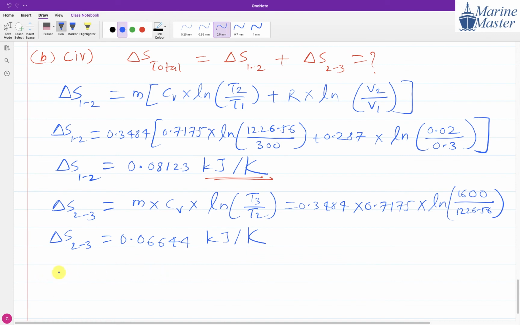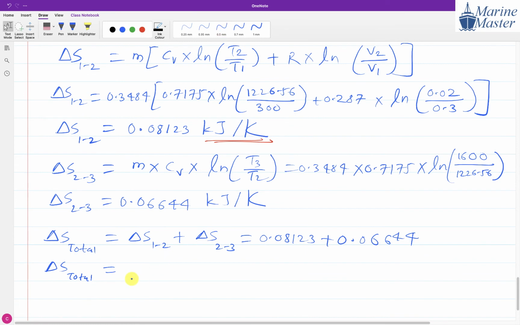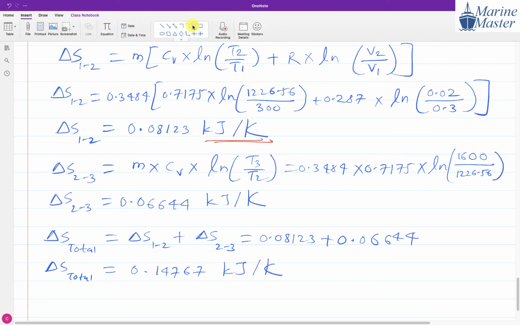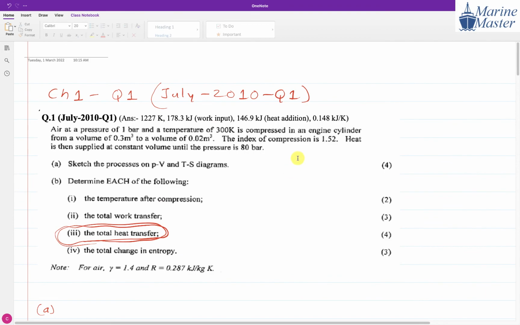So delta S total will be delta S 1 to 2 plus delta S 2 to 3. Delta S 1 to 2 is 0.08123, delta S 2 to 3 is 0.06644. So delta S total will be 0.08123 plus 0.06644, which becomes 0.14767 kilojoule per Kelvin. Check whether we made any mistake. Okay, it is approximately matching.